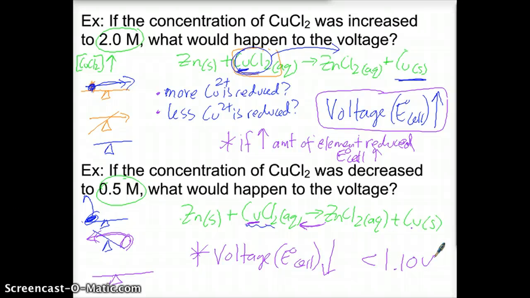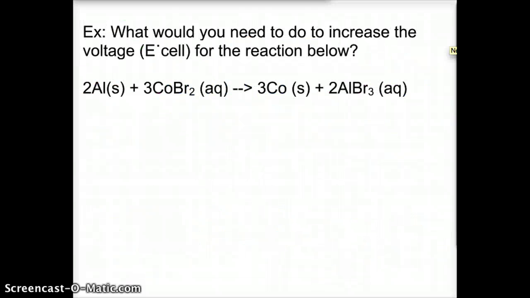So again, this is all a Le Chatelier prediction, determining are we going to be making more of what's getting reduced or less. So let's think about another example. What would you need to do to increase the voltage for the reaction below? So here's a reaction: aluminum, cobalt bromide, cobalt, aluminum bromide.